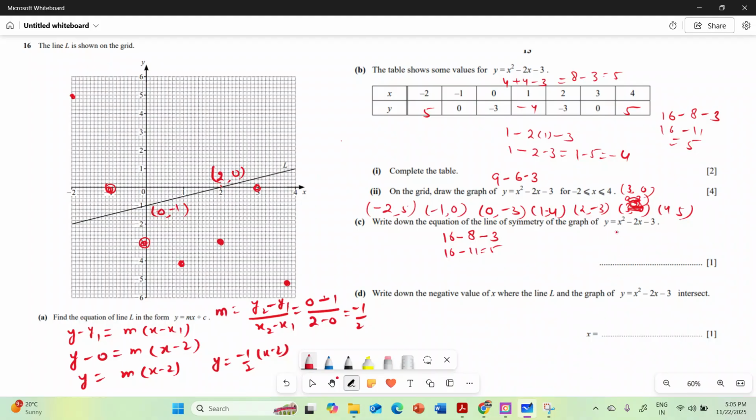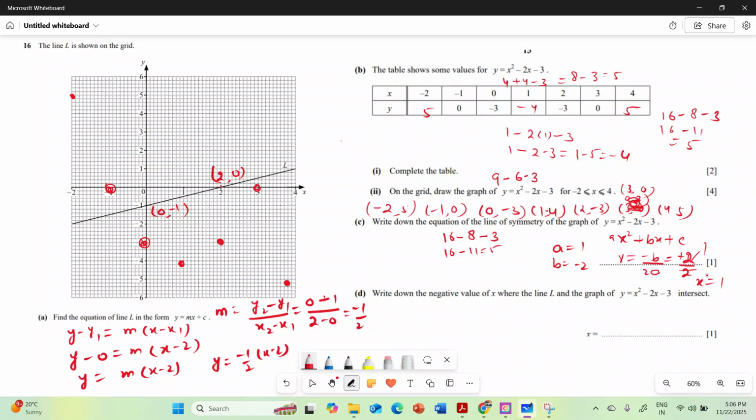Now second, here we have to find the line of symmetry. So we have to compare this with ax squared plus bx plus c. Here a equal to 1 and b equal to negative 2. So we can use the formula for the line of symmetry, x equal to negative b upon 2a. So negative of negative 2 is positive 2, divided by 2. So you will get 1. x equal to 1 is the line of symmetry.